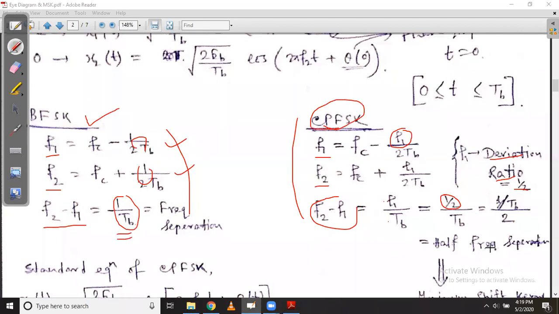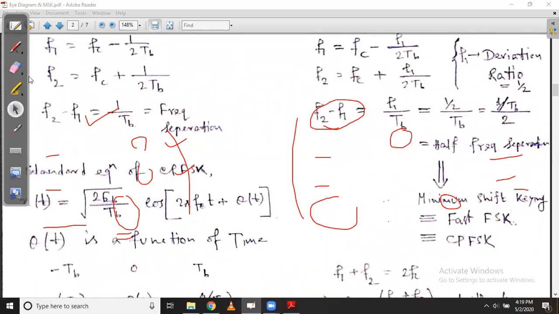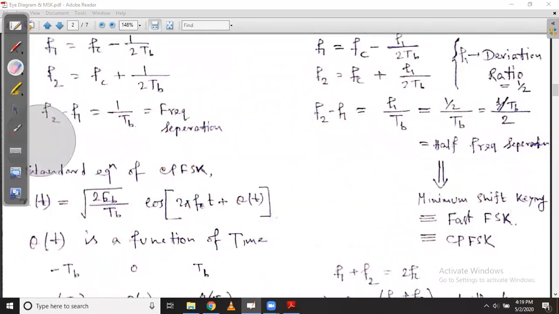So when the value of h is 1 by 2, then that CPFSK is known as minimum shift keying or MSK. Or fast FSK. Why fast FSK? Because the frequency gap is less. Fast FSK, MSK, continuous phase frequency shift keying, all are the same thing.